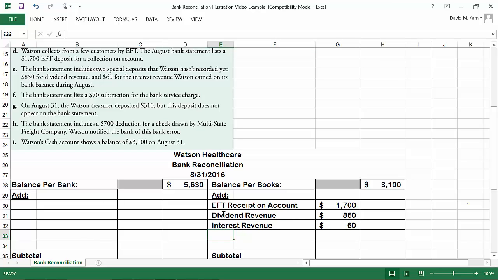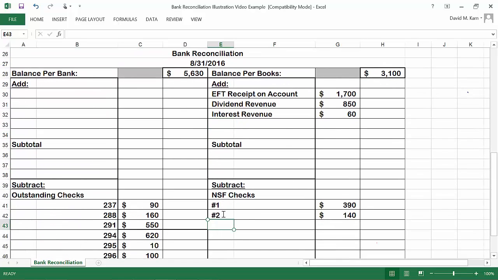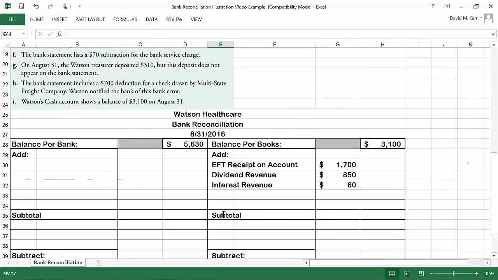Then we go to F. The bank statement lists a $70 subtraction for the bank service charge. Again, the bank statement is aware of it. It's on there, so we must subtract it from the book side. Bank service charge, and that was for $70. Okay, that takes care of F.